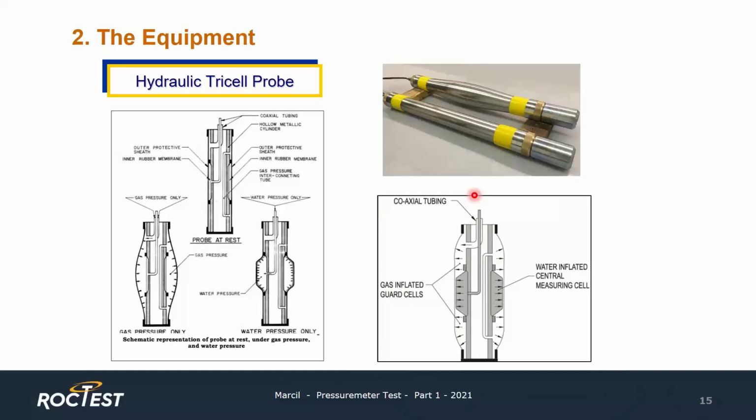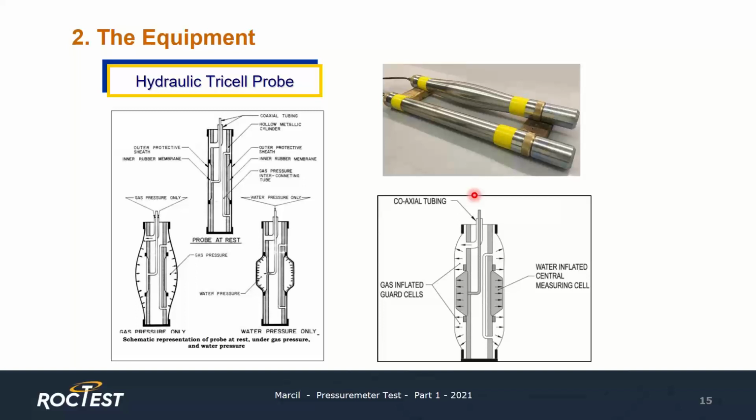This will allow the measuring cell to reliably measure the ground deformation. This system was developed by Menard in the 50s in order to mitigate these end effects that would otherwise bias the pressure meter measurement.